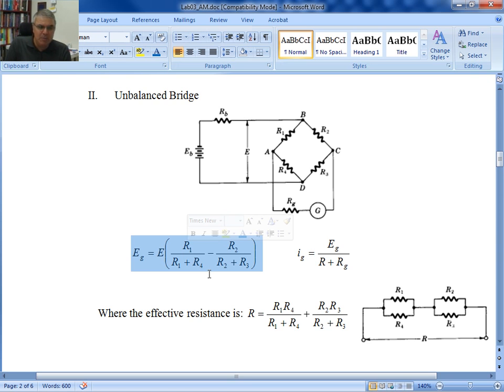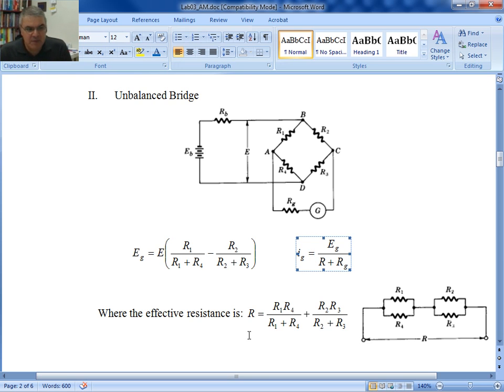E sub G is also given in the problem. So from that point on, knowing E sub G, you would go ahead and calculate I sub G. Now, the I sub G calculation is a little more involved because for I sub G, there's a term R that you need to calculate. Again, you would go ahead and calculate the effective resistance. It could be R sub EFF, or it just shown as R. That's really all there is to it for an unbalanced bridge.